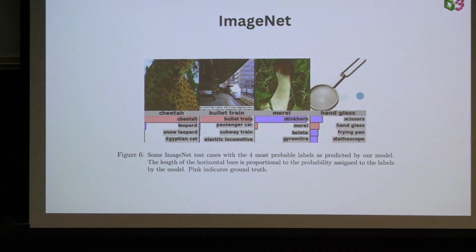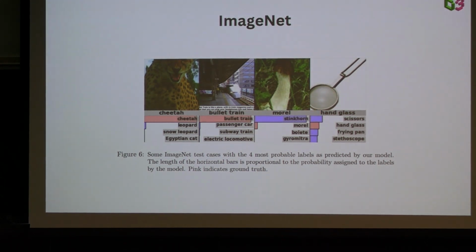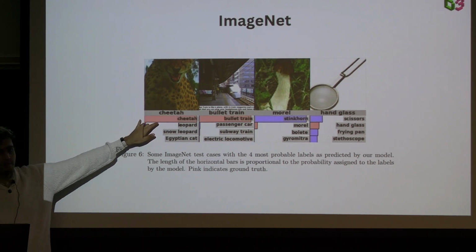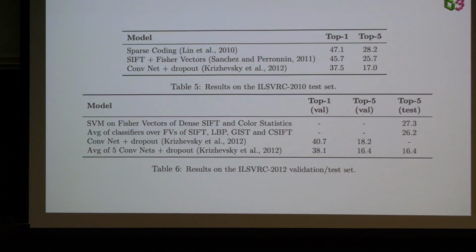Now, as you can see, for the first two, it actually figured it out with pretty high accuracy, right? It really thinks it's a cheetah. It really thinks this is a bullet train. But over here, for the last two, it sort of wasn't really sure, right? That's fine. That happens. All we need is it to work in most cases, right? Okay. So like I said, the length of the horizontal bars is proportional to the confidence or the probability of how much it thinks that image is that particular thing.